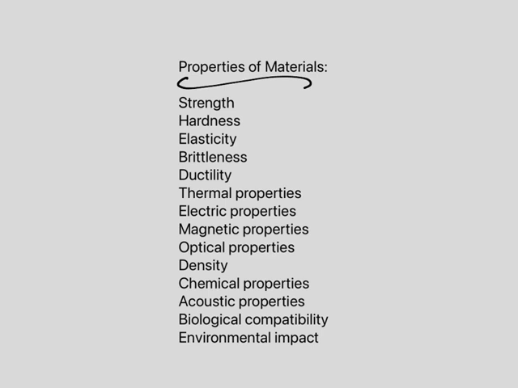Strength is how strong a material is. Some materials are tough and can handle a lot of force without breaking, like the steel in a bridge. Others, like glass, can break more easily. Hardness. Think of this as how hard or soft a material feels. Diamonds are super hard, while a sponge is very soft.